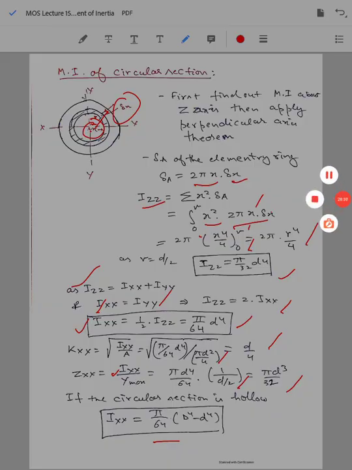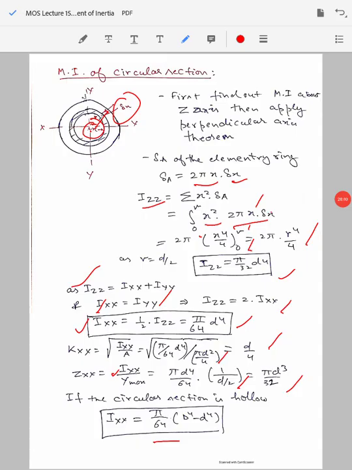So this brings us to the end of today's lecture. In the next lecture, we are going to do some numericals, where we are going to utilize the relations that we have obtained in the case of bending stress, and also apply the moment of inertia theorems and other things that we have learned in today's lecture.